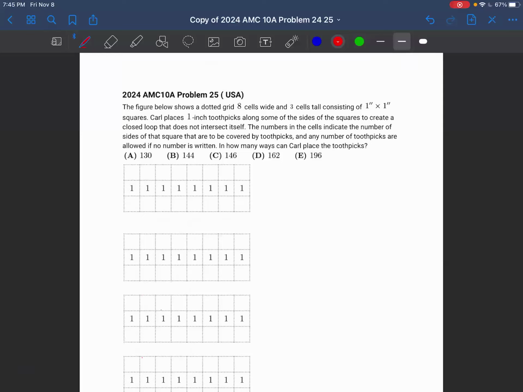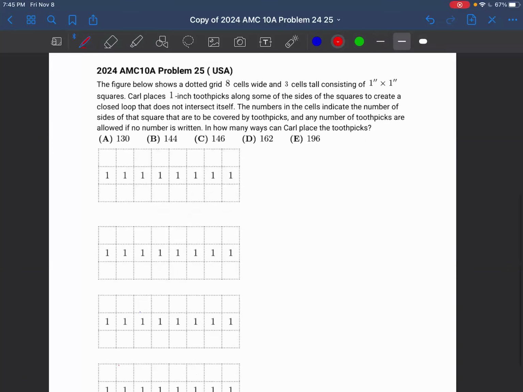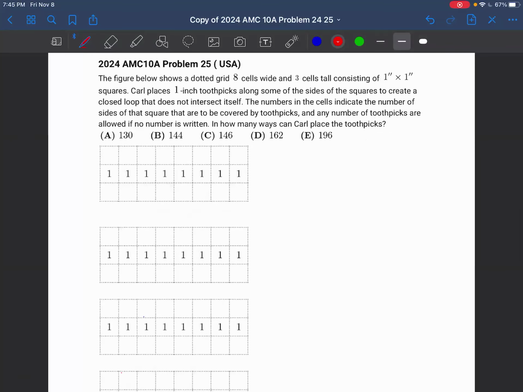Hello, everyone. We are talking about 2024 AMC 10A problem 25. When you first read this question, you may feel a little bit confused and not know how to do it. But don't panic. Just take your time and give it a try, okay?